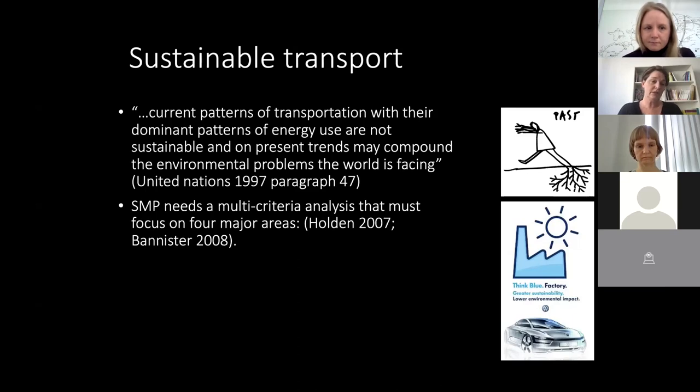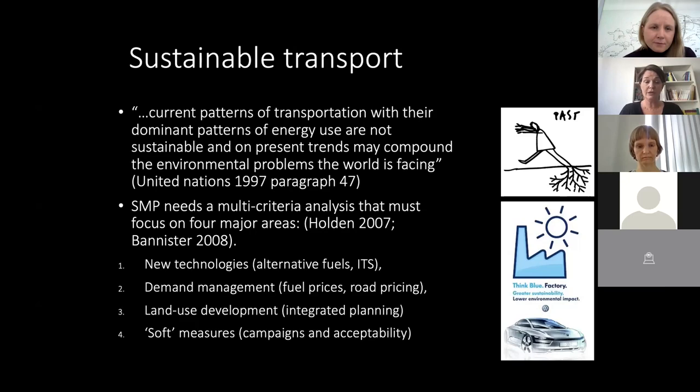Then there have been these sustainable mobility plans that the EU put in. It's a multi-criteria analysis that must focus on four major areas: new technologies, demand management, land use development, and what they call soft measures. So basically here we have from Holden and Banister an attempt to say, okay, we need to look at more elements of what movement actually is in order to change the current practices. And I'm not going to talk much about that.